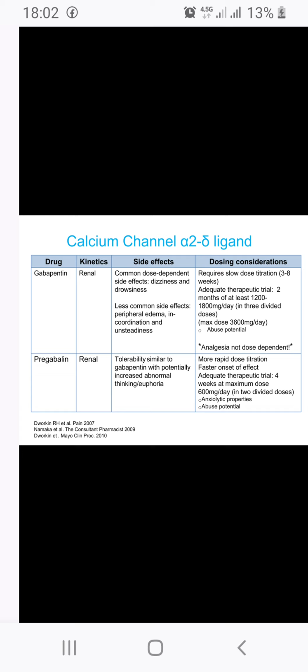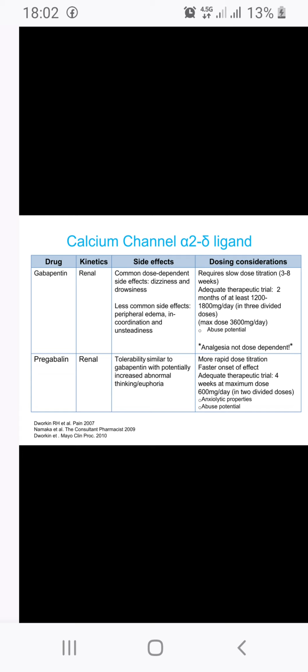Dosing considerations, so for gabapentin, we want to really slowly dose titrate over 3 to 8 weeks. Adequate trial, again, is about 2 months of at least 1,800 milligrams per day. The max dose in product monographs is 3,600 milligrams, but that's really in the realm of seizures and convulsions. In the pain literature, we really don't target that high of a dose. We target 1,200 to 1,800.